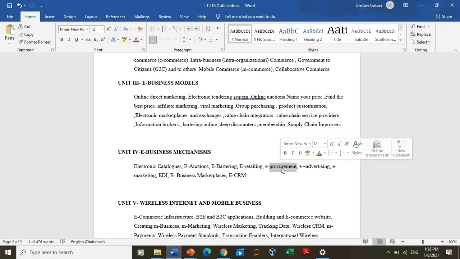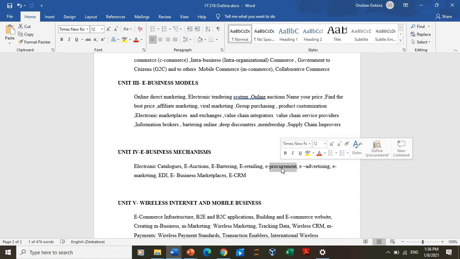Then you also look at supply chain management. How can an organization manage the supply chain in an online environment? So you also go and look at that. But let me repeat: e-procurement and its types, e-customer relationship management, mobile commerce, and also supply chain management. Supply chain management, e-procurement, customer relationship management, mobile commerce. Just go and look at that.